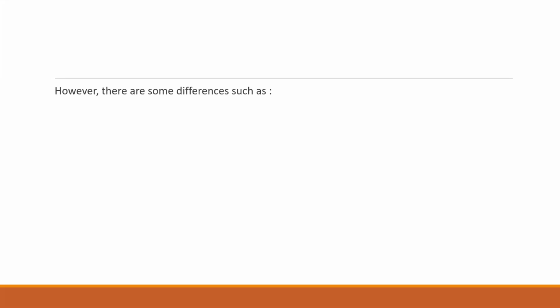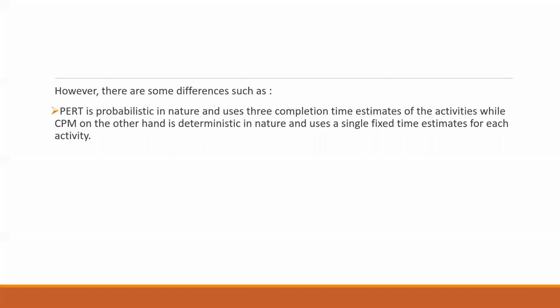Whereas CPM is deterministic in nature, and it makes use of a single fixed time. That means the exact time is known to us in this case. That's the major difference between PERT and CPM regarding the nature of the 2 techniques. So PERT is probabilistic, whereas CPM is deterministic.